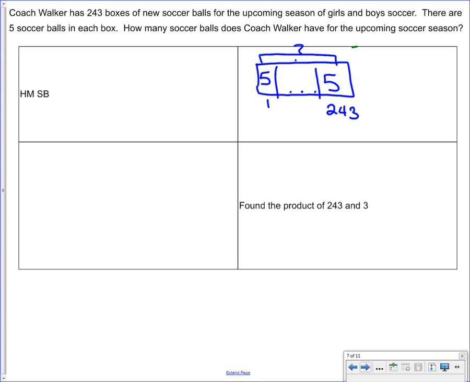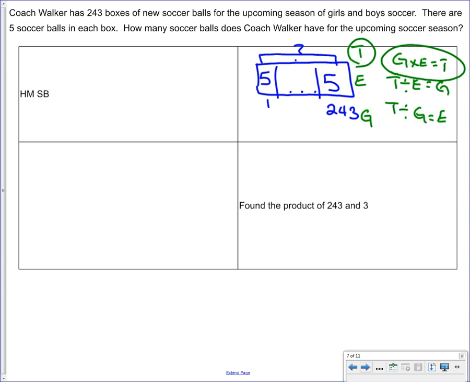So, total, each, groups. Groups times each gives me my total. Total divided by each gives me my groups. And total divided by groups gives me my each. I'm looking for total. Let me use that equation. So our problem is 243 times 5. All right.